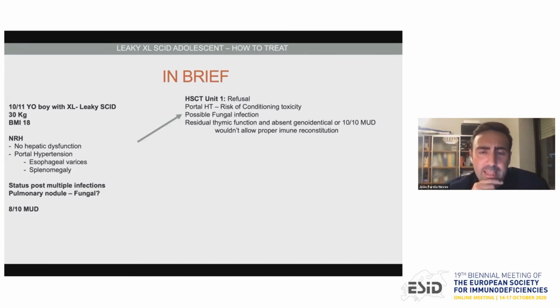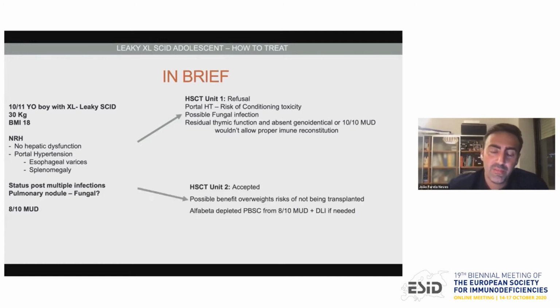So at that time, he was referred to another unit, and the other unit had a different opinion and accepted the patient because they thought that the possible benefits of a transplant outweighed the risks of almost certain death if he was not transplanted in the near future. So he was finally transplanted with alpha beta depleted PBSC from the 8 out of 10 MMUD, and donor lymphocyte infusion if needed.